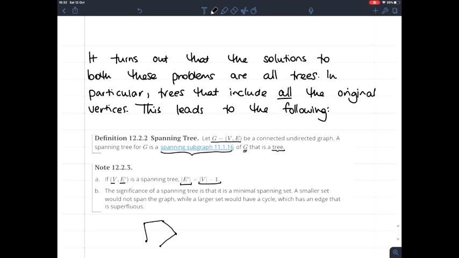The reason that we use spanning trees and their significance is that when we look at a spanning tree, a smaller set of edges would not span the graph, while a larger set would have a cycle, which means it has an edge that's superfluous. So spanning trees are kind of the most optimizing thing we could pick when we're trying to reduce costs and create as few edges as possible in a network.